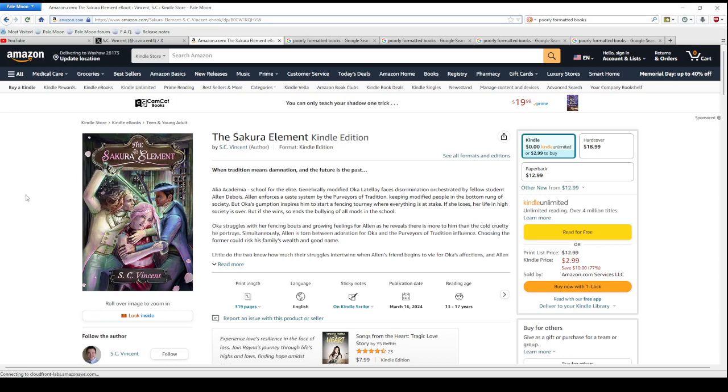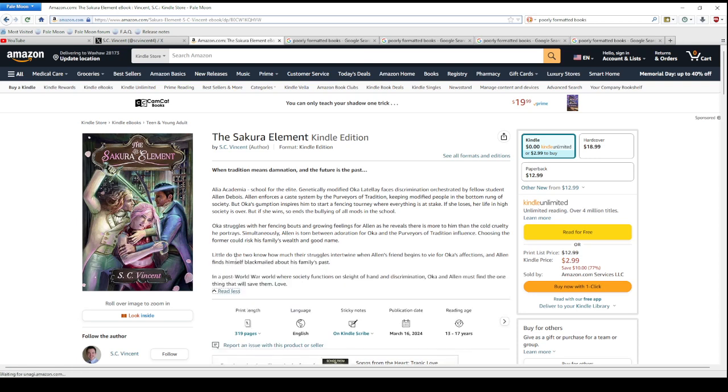So first let me show you my book that I'll be comparing some things to. The Sakura Elements. It's my latest book, came out this year. Tagline: when tradition means damnation and the future is the past. Aliyah Academia, School for the Elite. Genetically modified Oakley faces discrimination, orchestrated by fellow student Alan Dubois. In a post-World War world where society functions on sleight of hand and discrimination, Oakley and Alan must find the one thing that will save them: love.